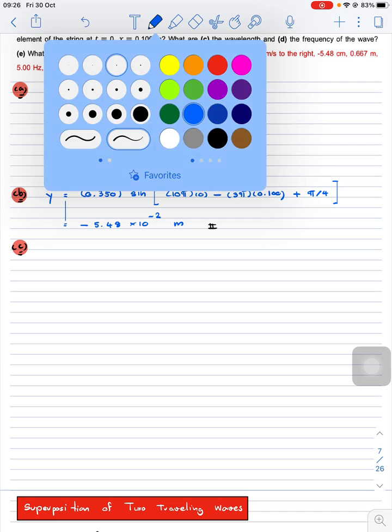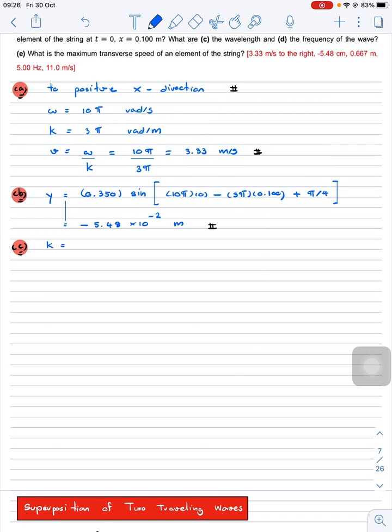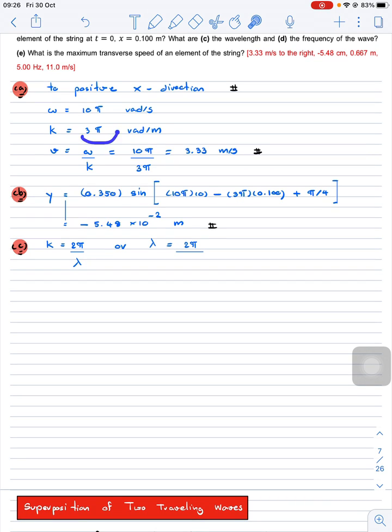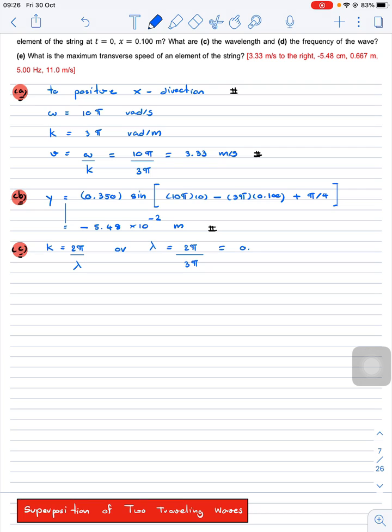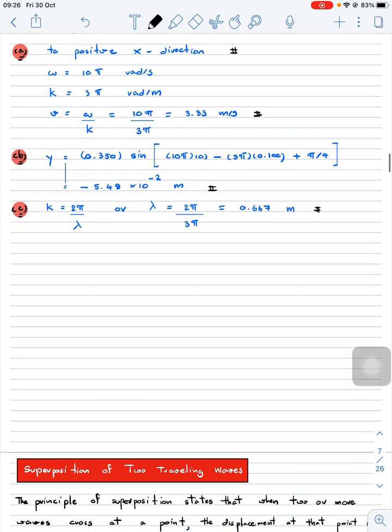We can say that k equals 2 pi over lambda. Then we can get that lambda equals 2 pi over k. The k is what? The k is 3 pi. Then we can get lambda equal to 0.667 meter. So this is the wavelength lambda. Now for part D.